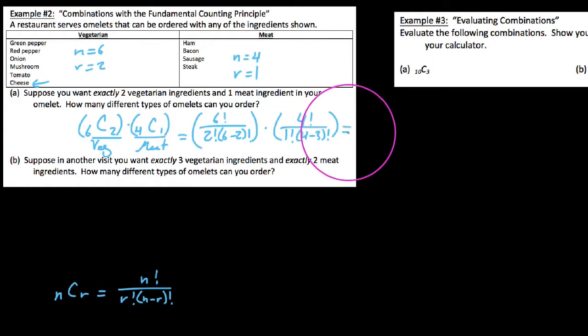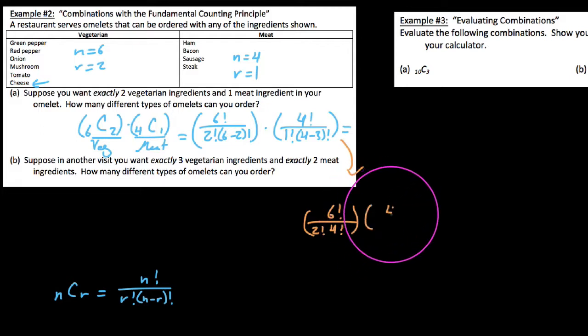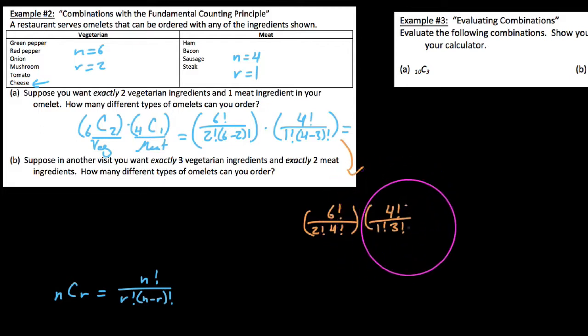Simplifying this, what we end up with is this. I'm going to write on top of this here, 2 factorial. That's not going to work. Sorry about this. Why don't we switch colors here and I'll bring it down over here. We'd say I get 6 factorial over 2 factorial times 4 factorial, all of that times 4 factorial over 1 factorial, which is just 1, times 3 factorial.